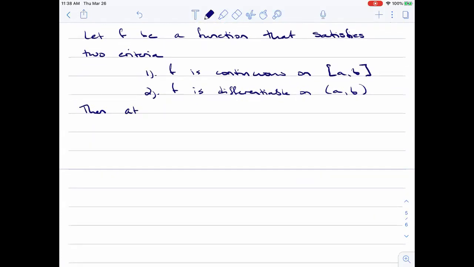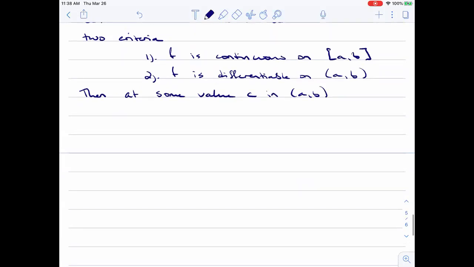Then at some value c, in the open interval AB, we will have something that looks like this. F prime of c is going to be the same as f of b minus f of a over b minus a. Okay. Notice that these are the same. So a and b, or sorry, b and a, I guess.